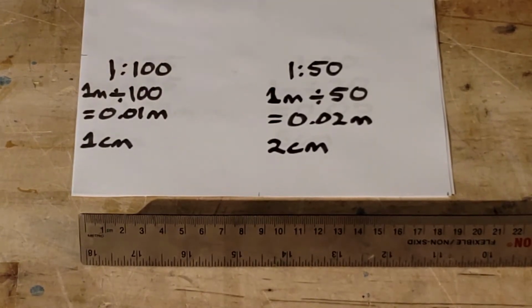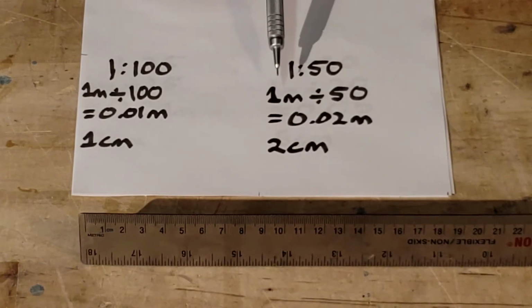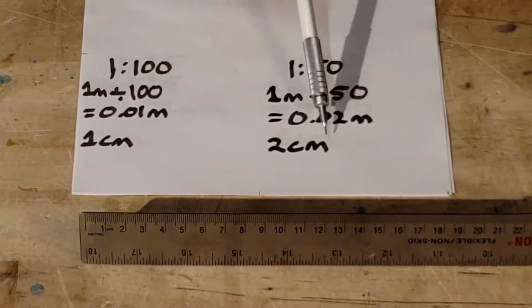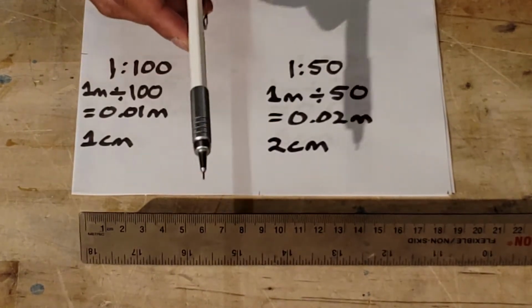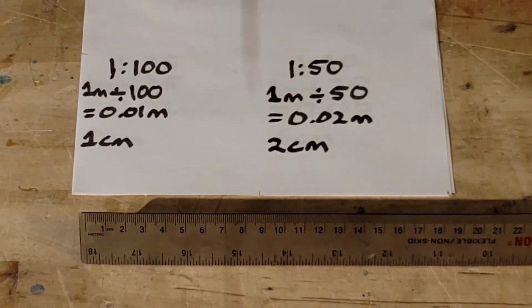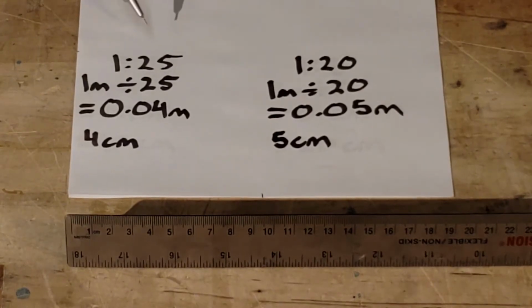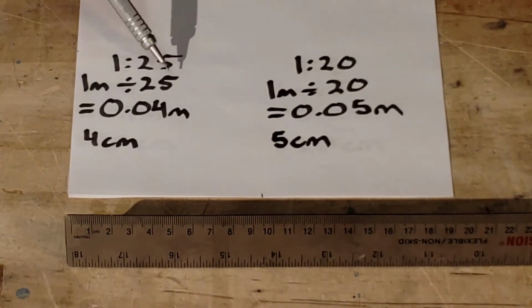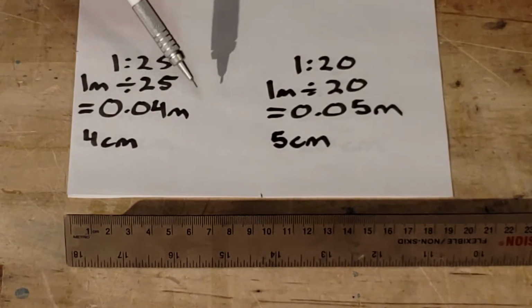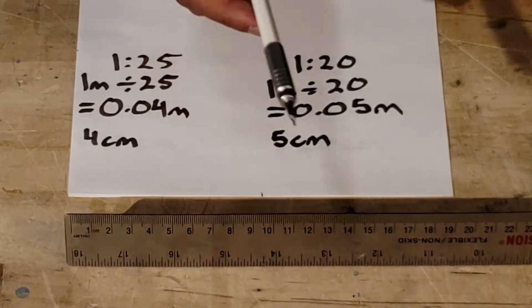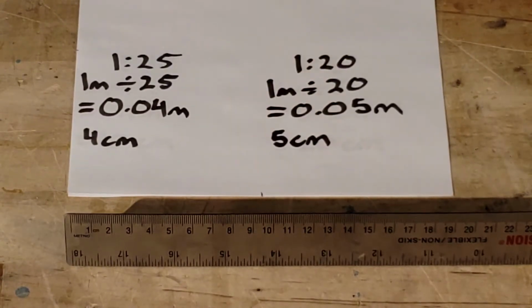For 1 to 50, you take 1 meter and divide it into 50, which gives us 0.02 meters, which is equivalent to 2 centimeters. So every 2 centimeters on this ruler, it's 1 meter at the scale of 1 to 50. Moving on, for 1 to 25, 1 meter divided by 25 gives us 0.04 meters, which is the same as 4 centimeters. So every 4 centimeters on this ruler is 1 meter.